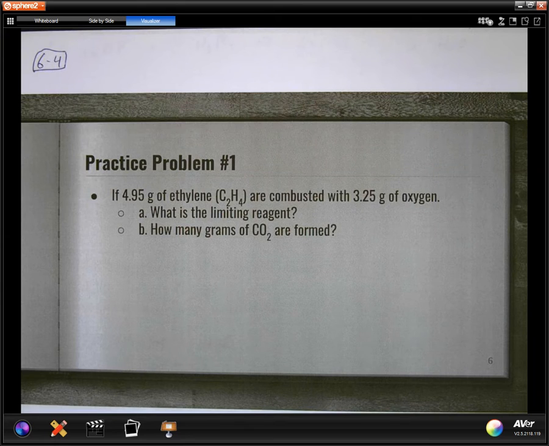So like I said on the previous slide, all you're going to do is do 2 stoichiometry problems. But in order to keep this straight, I'm going to show you how to write this out to keep your conversion problems straight and so you know what you're doing.